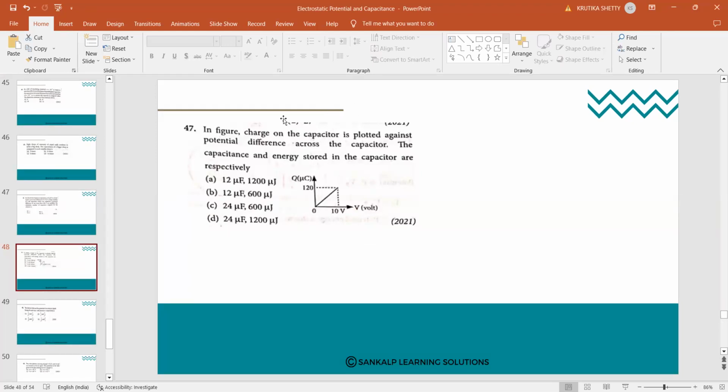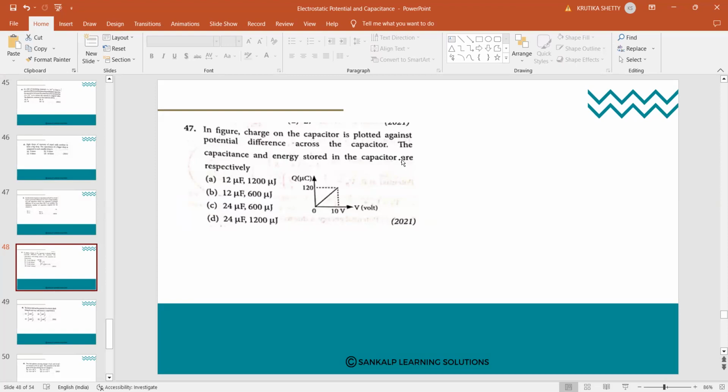Okay, see here. That is in the figure. Charge on a capacitor is plotted against potential difference across the capacitor. The capacitance and energy stored in the capacitor are respectively. So you can see the figure here. The charge is along the y-axis and the potential is along the x-axis. So what they are asking is the capacitance and the energy stored in the capacitor.